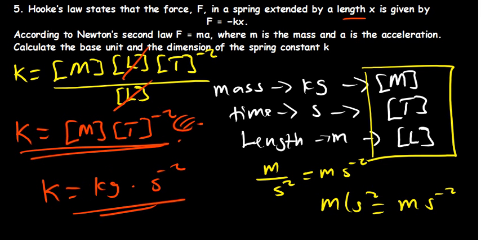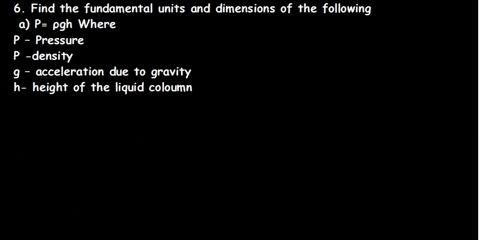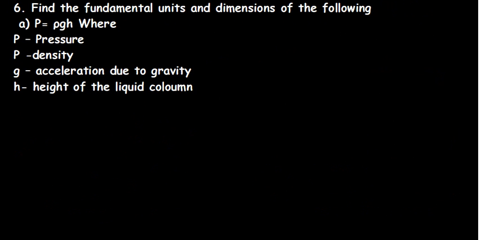So now that is it for question 5. We have another question, question 6, which says: find the fundamental units and dimensions of the following. Pressure is given by the density, this is rho, which is density, times g times h, where P is the pressure. This is the density, acceleration due to gravity, then we have height.